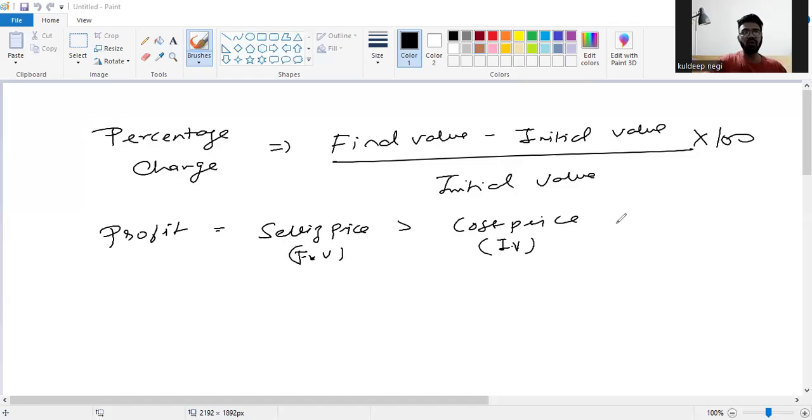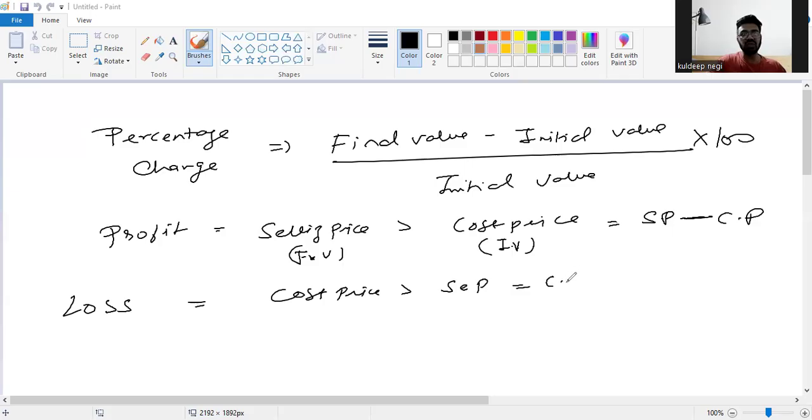So profit: if you want to find the profit, then you have to subtract the initial value, or your cost price, from the selling price to get the profit. Selling price minus cost price. In case of loss, the things are just reverse. Your cost price is greater than your selling price. So you have to do CP minus SP here.